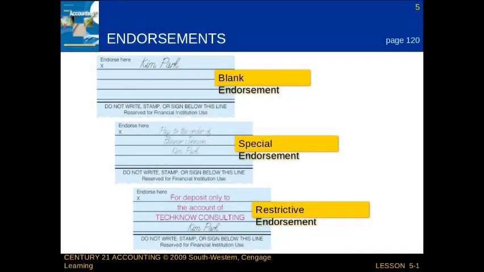Okay, next we're going to be talking about endorsements. For a blank endorsement, we would just sign our name. For a special endorsement, we would write pay to the order of, and then the name of the person, company, or business, and then we would sign our name. And then for a restrictive endorsement, we would write for deposit only to the account of, and then the name of the account that we are transferring this to, and then we would sign our name.